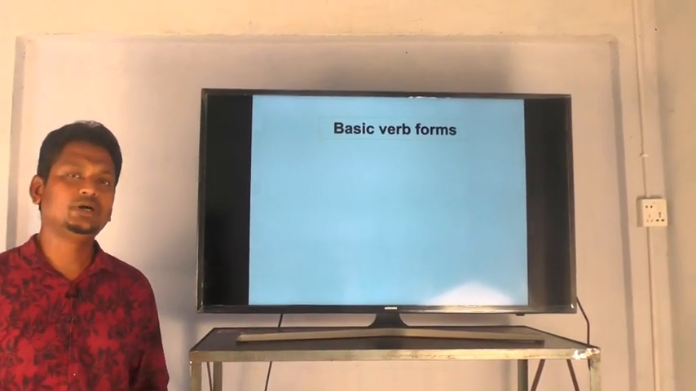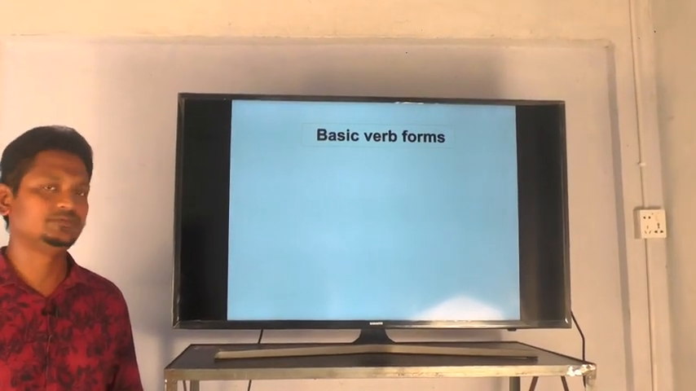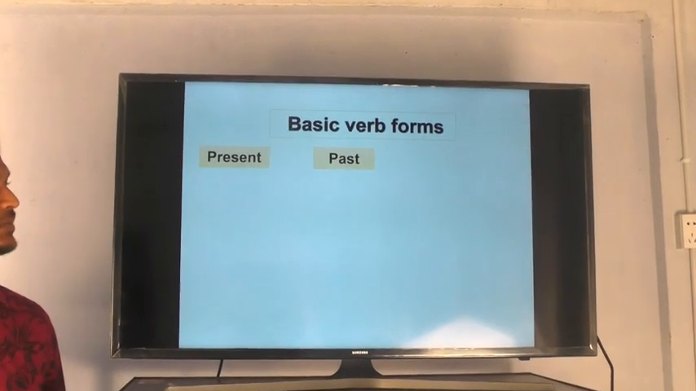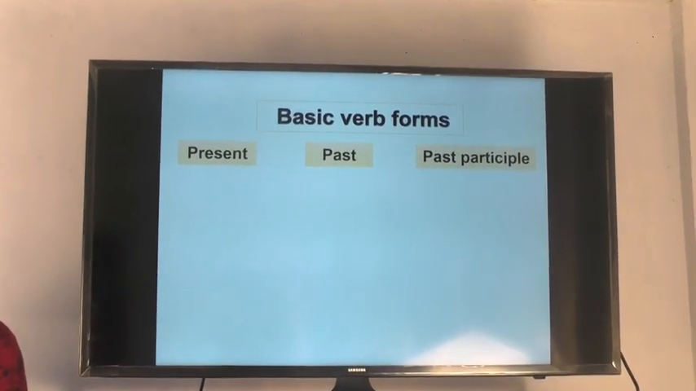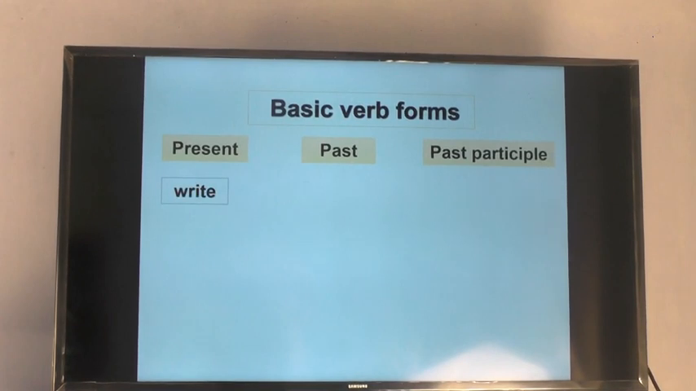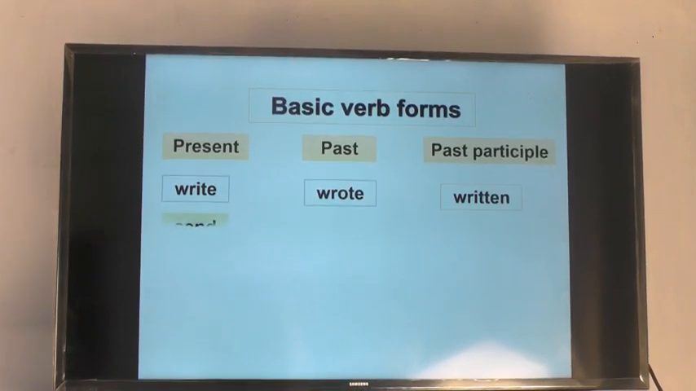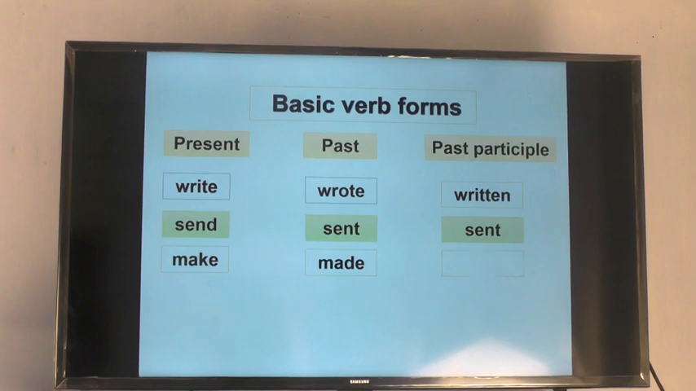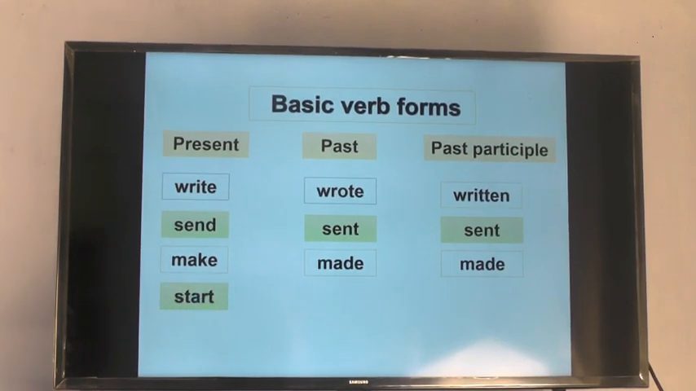Now, we should know about the basic verb forms. There are three basic verb forms: present, past and past participle. For example, write, wrote, written; send, sent, sent; make, made, made; and start, started, started.